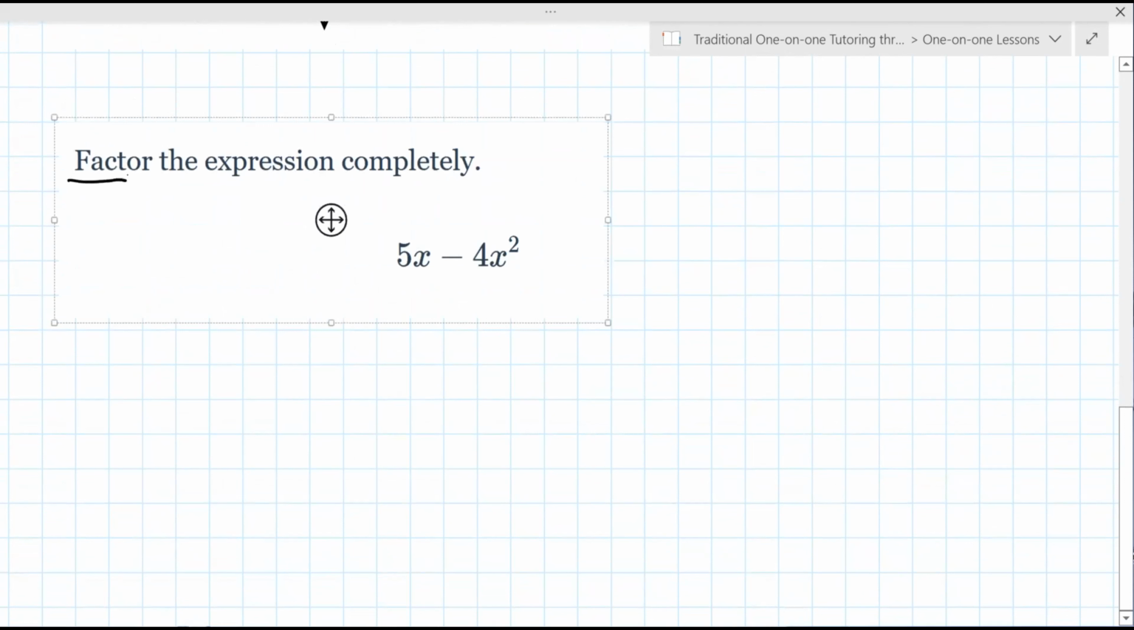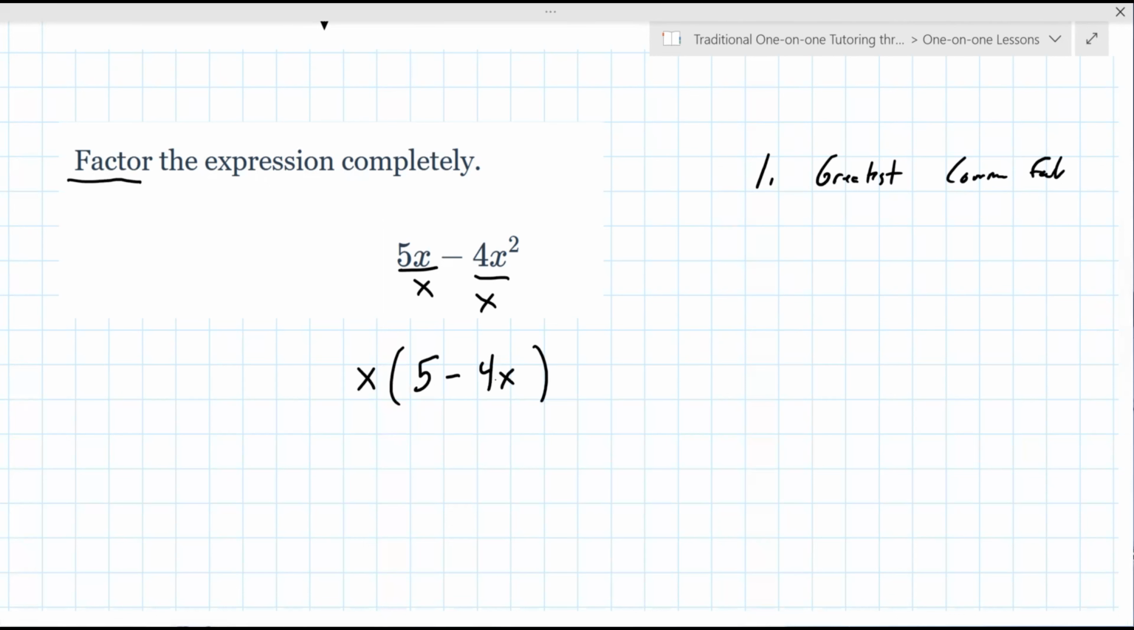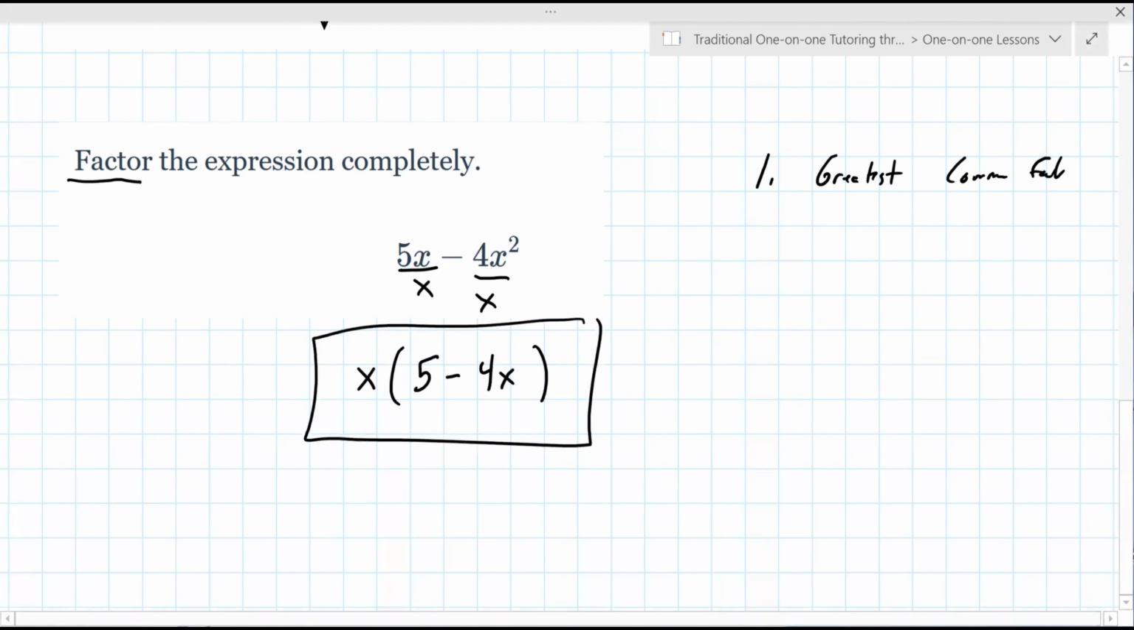All right, so it's just to factor the expression completely. The very first type of factoring that you do is what's called greatest common factor. In this case, there's an X in both. So whatever you factor out, you end up dividing both by X. So we got 5 minus 4X. Like that. And that's it. You go until you don't have anything else you can factor. So this is your answer when you're all done.